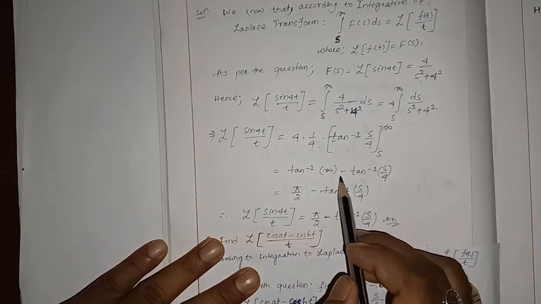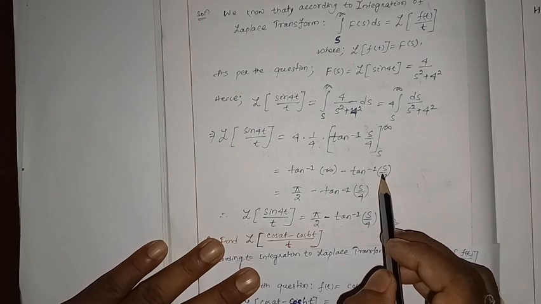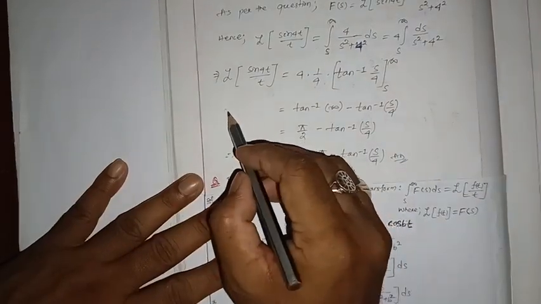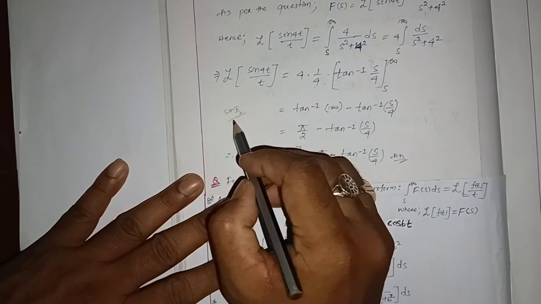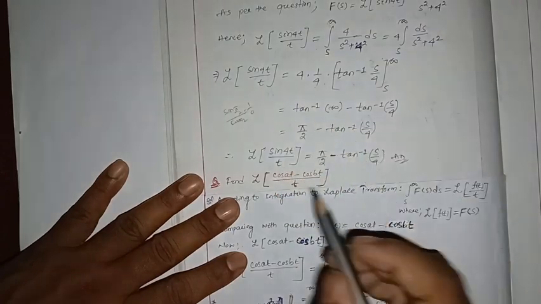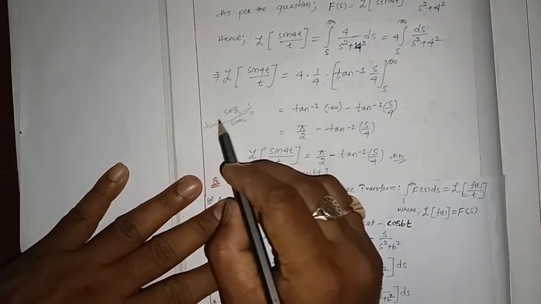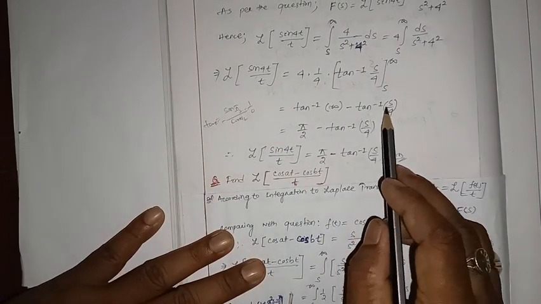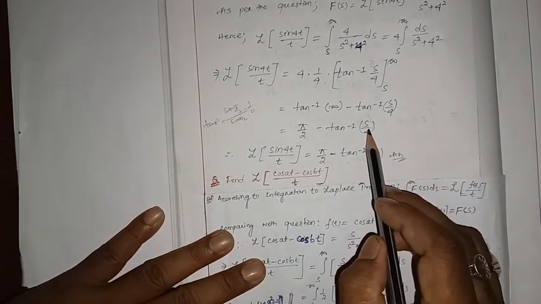Tan inverse infinite minus tan inverse s by 4. So tan inverse infinite is nothing but pi by 2, because it is tan pi by 2, which is sine pi by 2 by cos pi by 2, which is 1 by 0, infinite. So tan inverse infinite will be pi by 2 minus tan inverse s by 4.